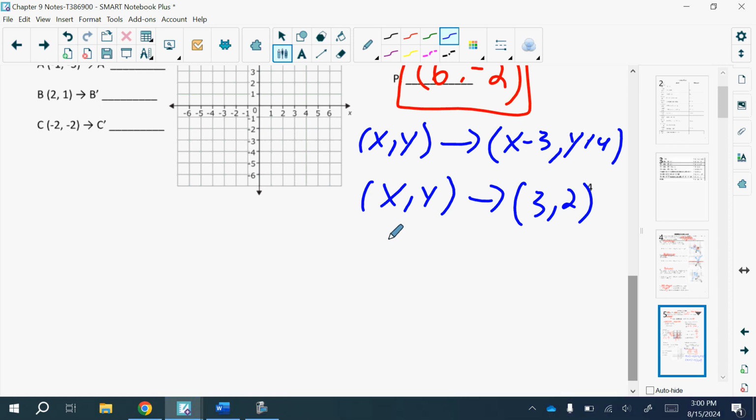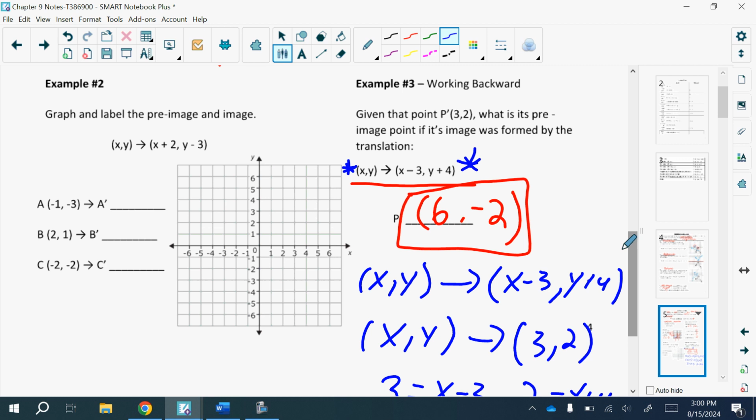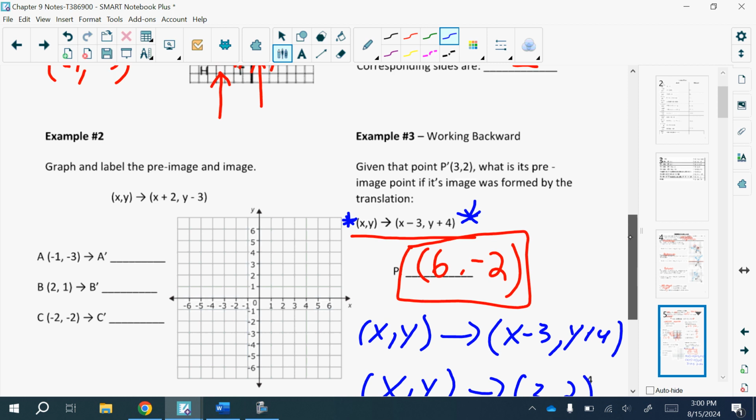Sorry about that. If I wanted to find the x and y, I can just set it up like this. 3 would equal x minus 3, and 2 would equal y plus 4. And you could solve for x and y. But I think that way is probably just much more confusing. I think it's easier just to think, well, hey, we're going backwards. So if I went left 3 to get somewhere, to go back to my original position, I'd need to go right 3. And that is it.